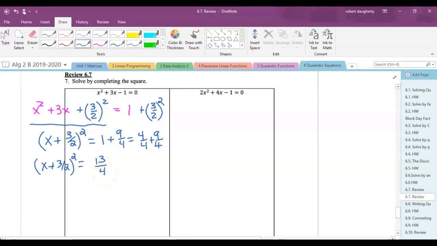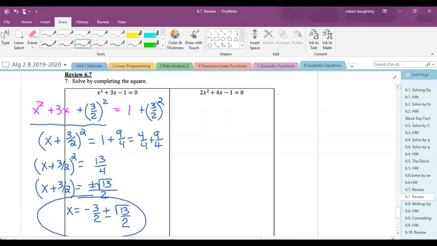Now I take the square root of both sides. x plus 3/2 equals plus or minus the square root of 13 over the square root of 4, which is 2. So my answer here is x equals negative 3/2 plus or minus the square root of 13 over 2. So those are my answers using completing the square.